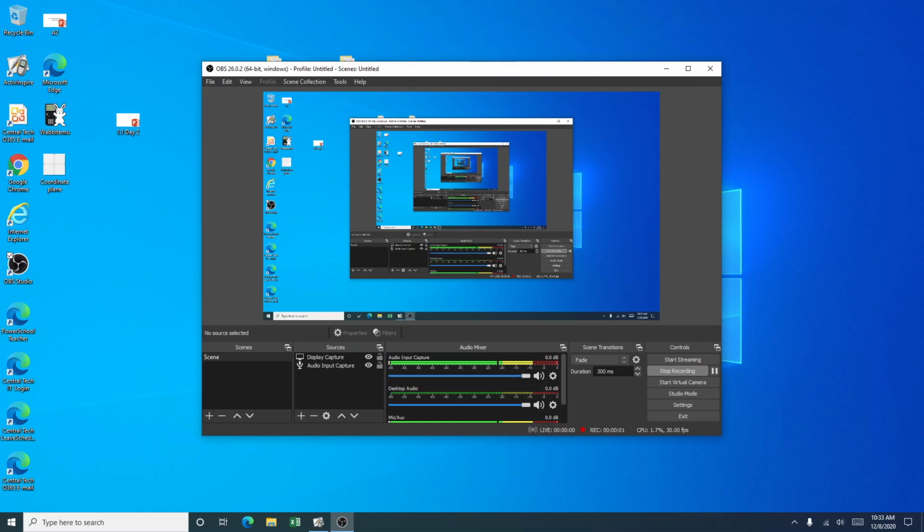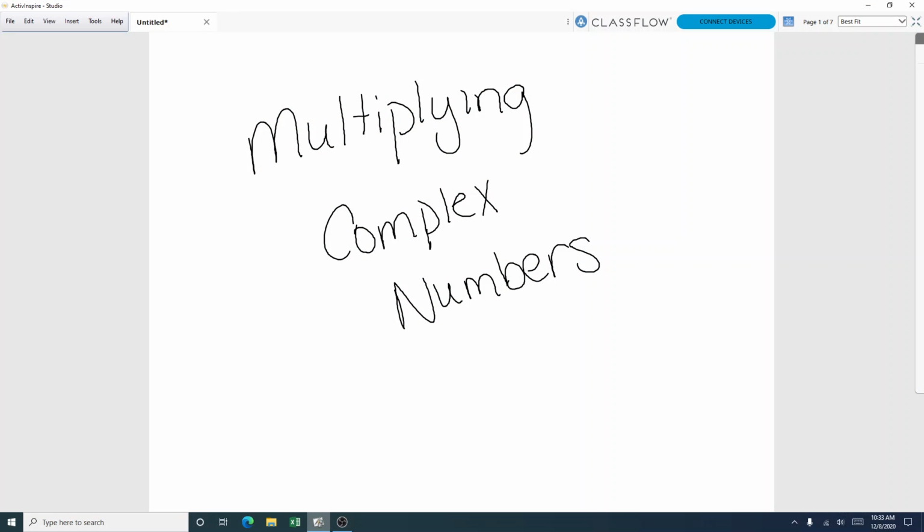We are moving on to multiplying our complex numbers. So yesterday we added and subtracted. Today we're going to multiply. Now remember, yesterday it was a lot like if we had x's or if we had y's. Same thing today, except we have just a couple more things that we have to add.